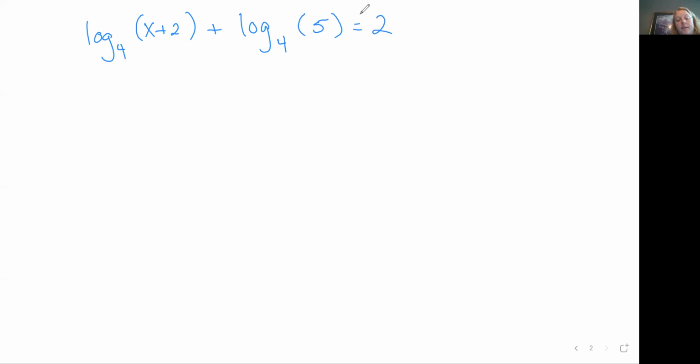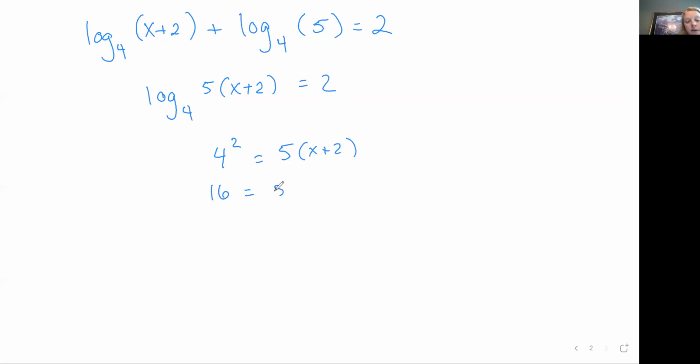Okay, so we want to simplify the left-hand side, changing that addition to multiplication. 5 times x plus 2. And then we'll change that to exponential form. So we get 4 to the second is equal to 5 times x plus 2. So 16 equals 5x plus 10. Subtract and divide. Always check your answer. So when I plug 6/5 back in, it's going to come out to a positive. And as long as our argument's positive, then we're good.